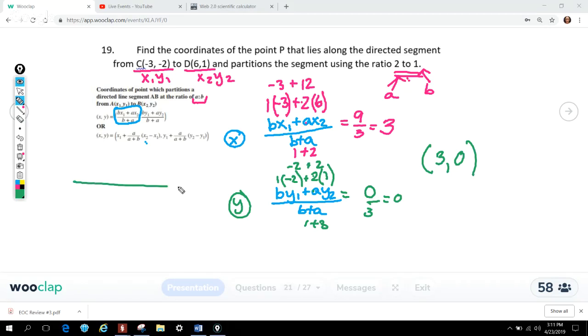And basically, all directed line segment means is if I plotted the point negative 3, negative 2, and the point 6, 1, I want to know where I can have a point that's going to be 2 parts on this side and 1 part on this side. That's what the directed line segment does.